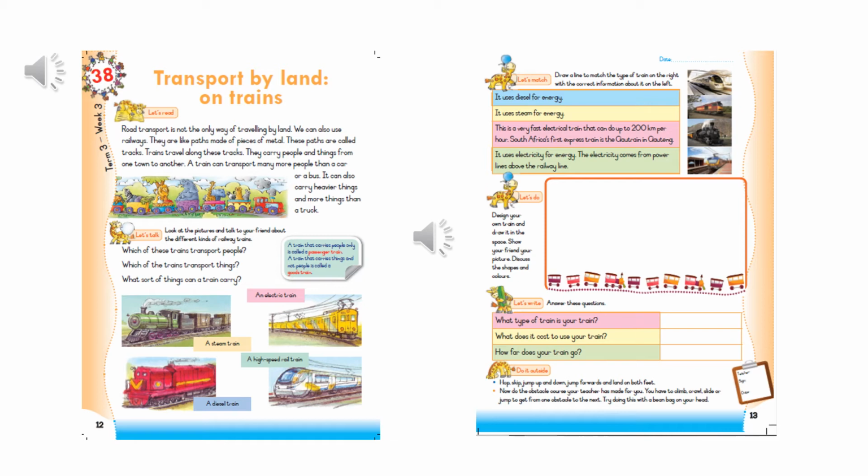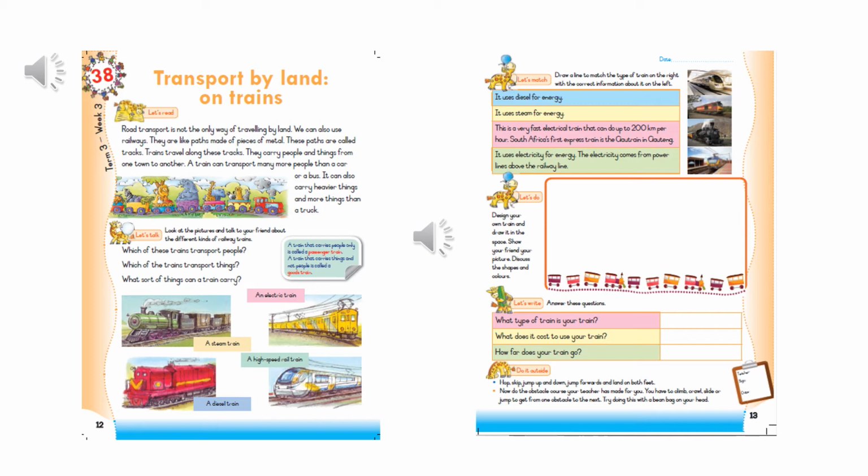They carry people and things from one town to another. A train can transport many more people than a car or a bus. It can also carry heavier things and more things than a truck. Look at the picture and talk to your friend or a family member about the different kinds of railway trains. Which of these trains transport people?